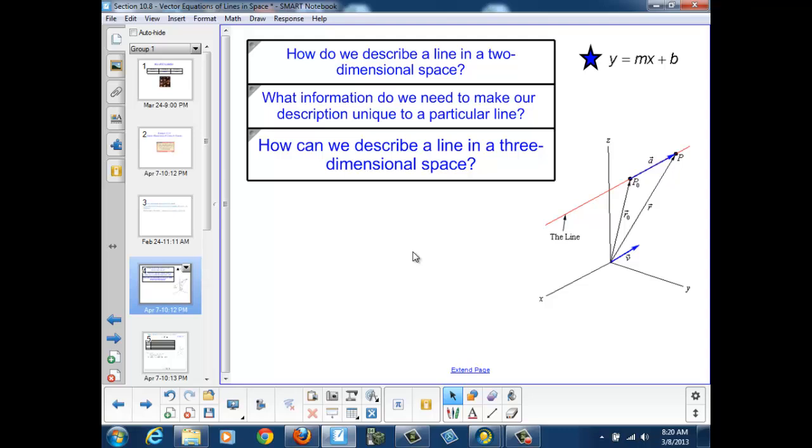So how could we describe a line in 3-dimensional space? Well, we need those same pieces or types of information, a point on the line and the direction our line will take away from that point. So if I'm starting at b, I move a rise over run, or a slope, of x units.